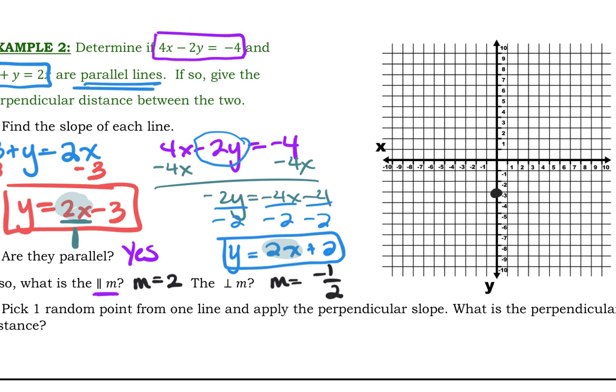So if it's 2 over 1, should I go up or down? Up 2 and then over to the right one. All right, so I'm going to go up 2 to the right one. Up 2 to the right one. Up 2 to the right one. Once you have about 3 or 4, you can go ahead and connect all of them and make your line. We're just graphing it, okay?